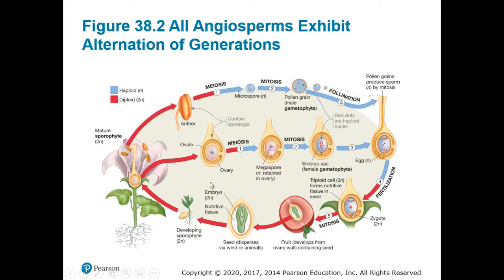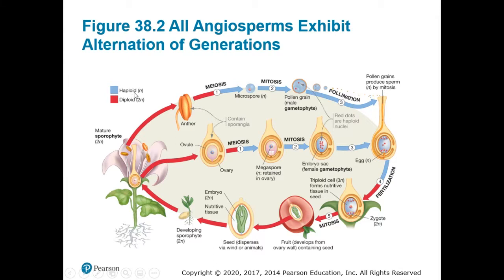We have something very similar to this. But plants do it in a different manner than animals, evidently, right? So whatever you see in red, that's the diploid stage of the plant. Whatever you see in blue, that's the haploid stage of the plant. So here's the legend right there.